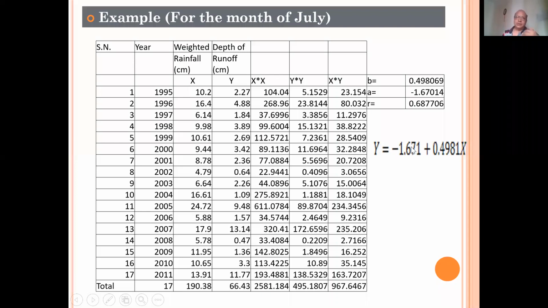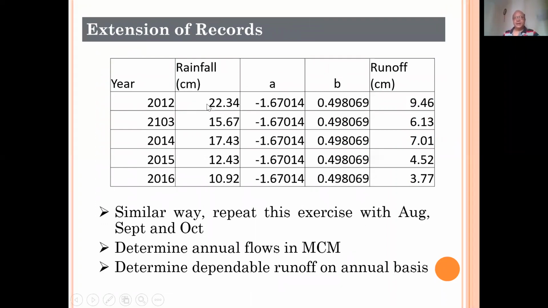So I am having this data for 17 years. From 2011 onwards, so for 2012, if rainfall is this much, we are having A and B values, so we can determine runoff like this. So this is called the extension of runoff. So if we are having runoff for a short period, but we are having rainfall also, we develop a simple linear relationship between rainfall and runoff, and we determine runoff. After that, a similar exercise we can do with other months: August, September, October also, because these are the primary monsoon months.